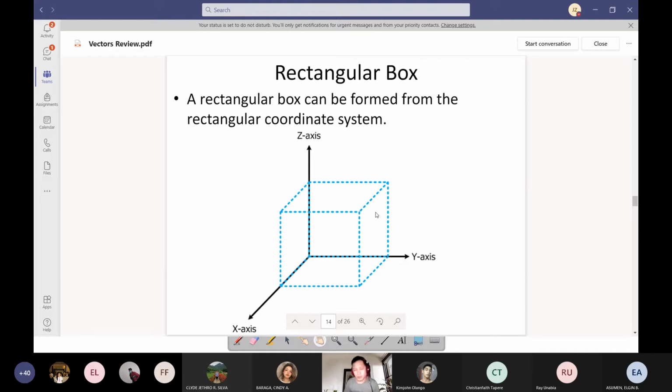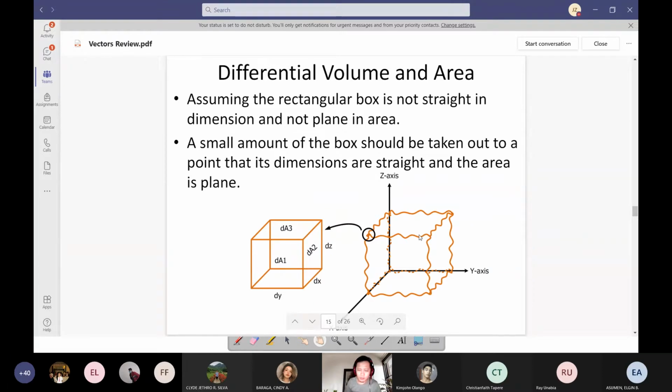Now, the problem is, what if our box doesn't have a plane surface? What if the surface of our box is rough, uneven? So what if the surface of our box looks like this? So it's not straight, it's not plane.